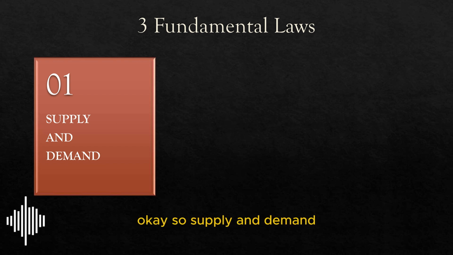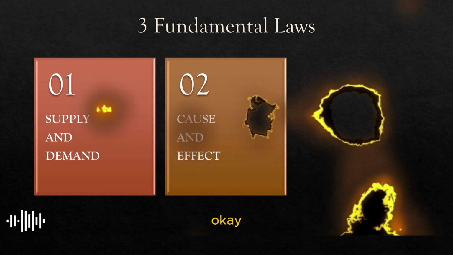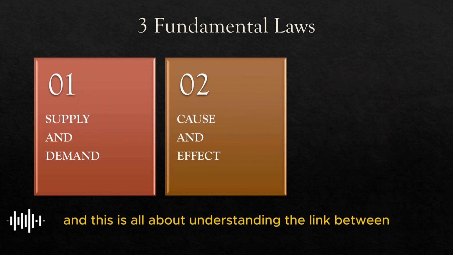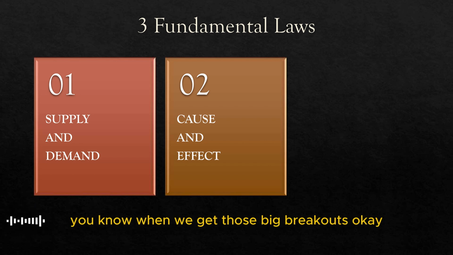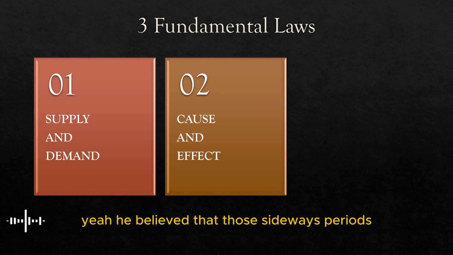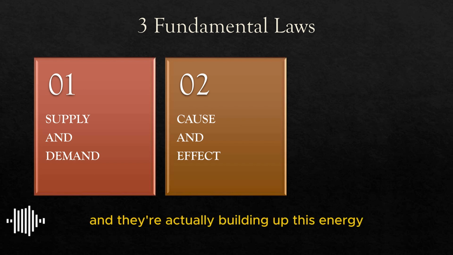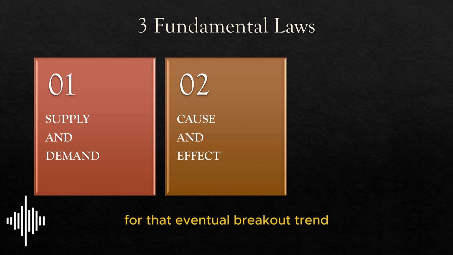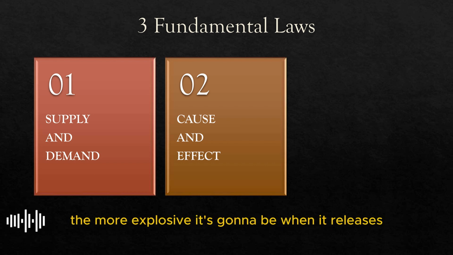Okay, so supply and demand, Wyckoff style. That's law number one. What's the second one we've got to wrap our heads around? So law number two, he called cause and effect. This is all about understanding the link between when price moves sideways and when we get those big breakouts. He believed that those sideways periods are the cause, and they're building up energy for that eventual breakout trend, which is the effect. It's like that spring analogy, right? The tighter you compress the spring, the more explosive it's going to be when it releases.